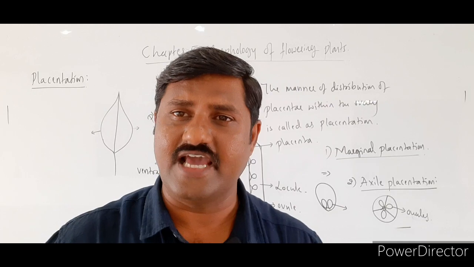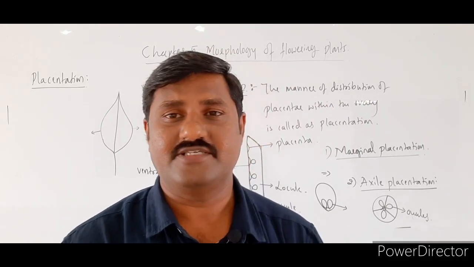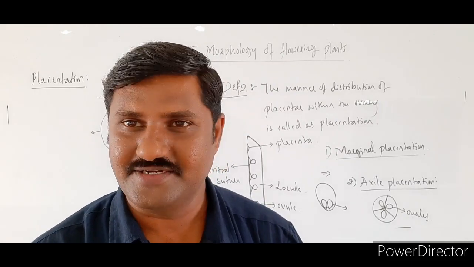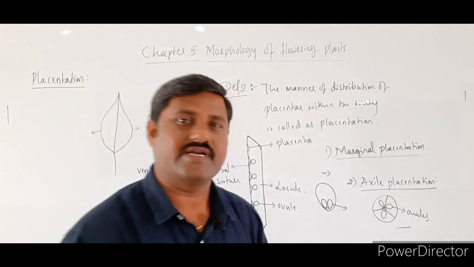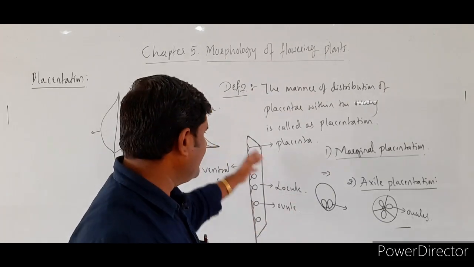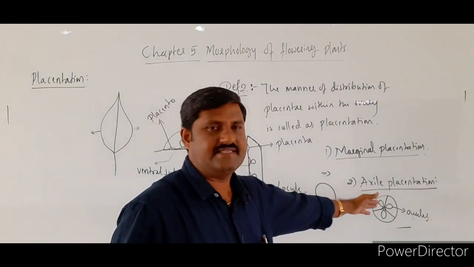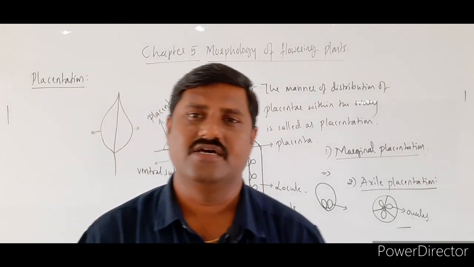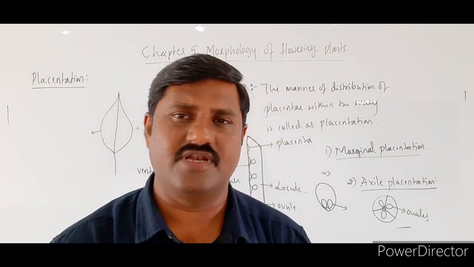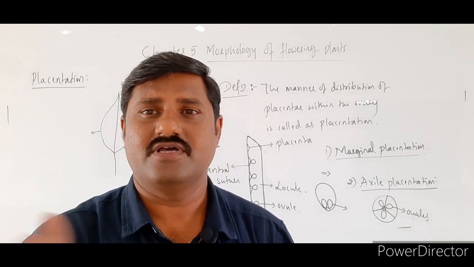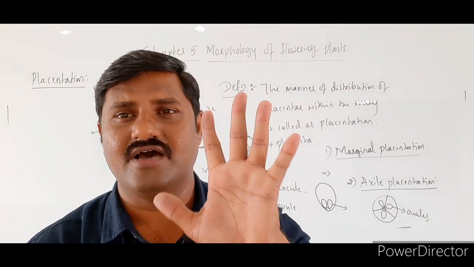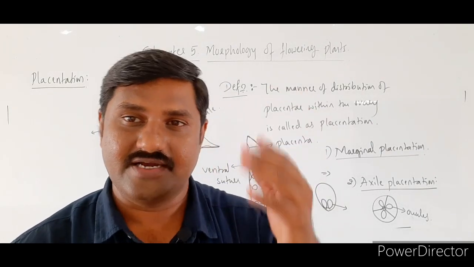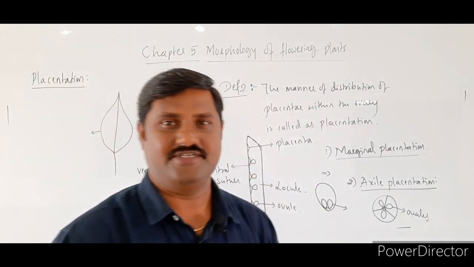So there are different types of placentations based on the distribution of placentae within the ovary, right? I hope you are clear about the marginal placentation and the axile placentation. For axile placentation, the best example is the hibiscus plant itself, which is pentalocular. Pentacarpellary condition is seen in the gynoecium.